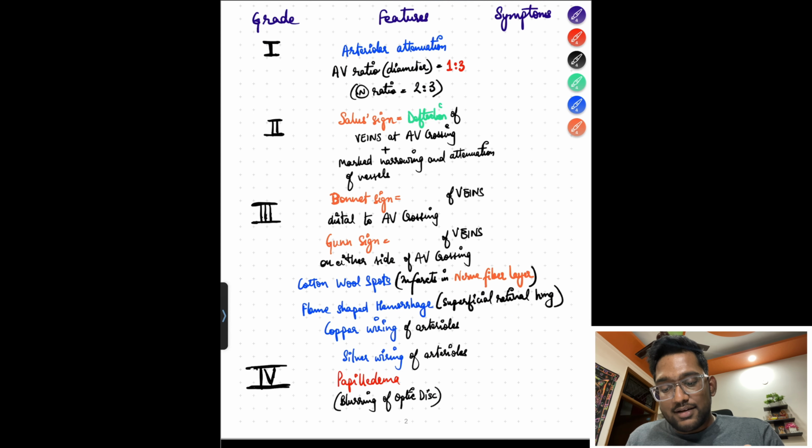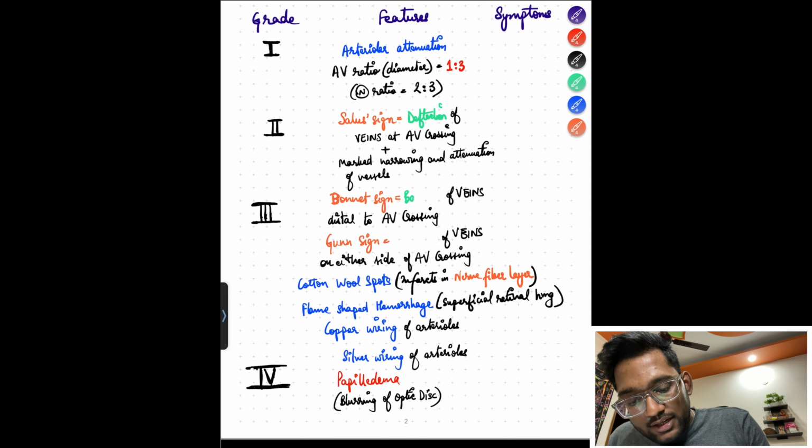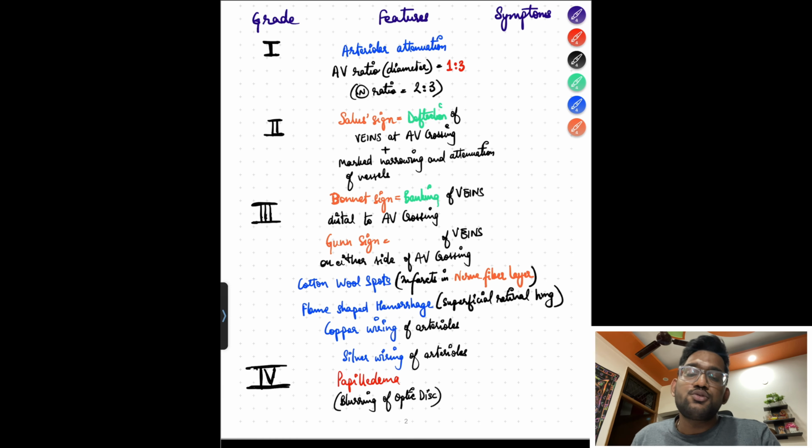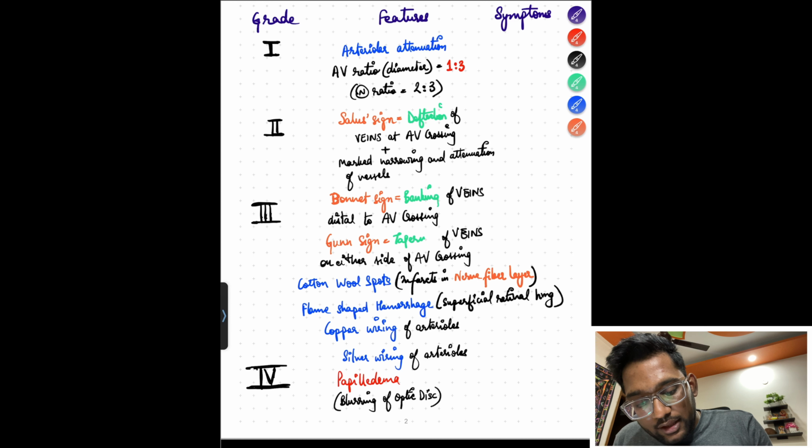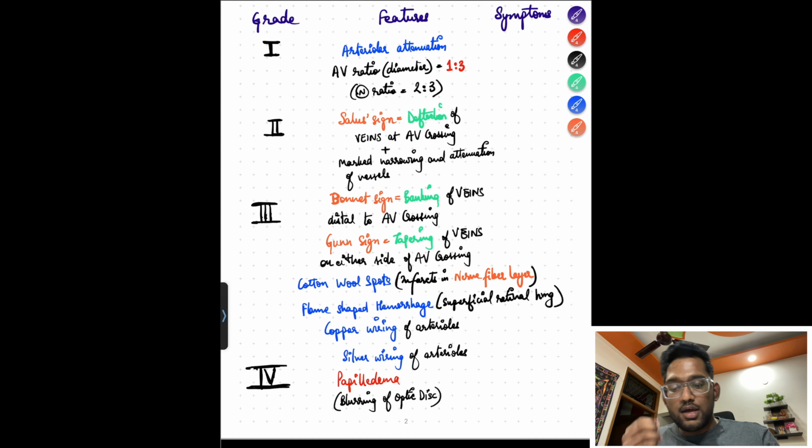Then there is grade 3, which involves the bonnet sign. We can remember B for bonnet and B for banking of the veins distal to the AV crossing or the arteriovenous crossing. Then there is the Gunn sign, which is the tapering of veins on either side of the AV crossing. So this is the grade 3 of the Wagner classification. Also in grade 3, there is something called cotton wool spots.